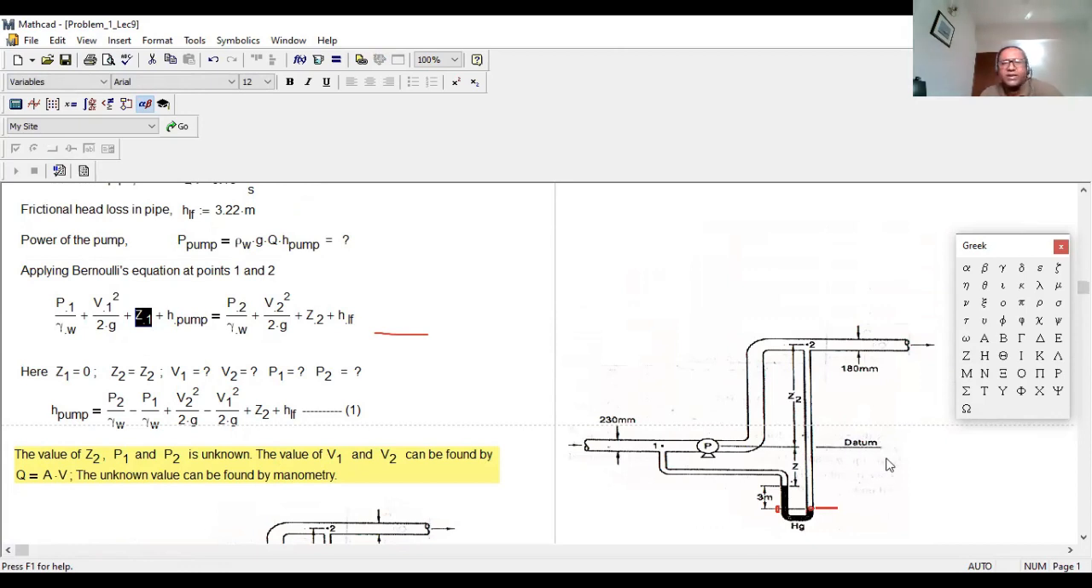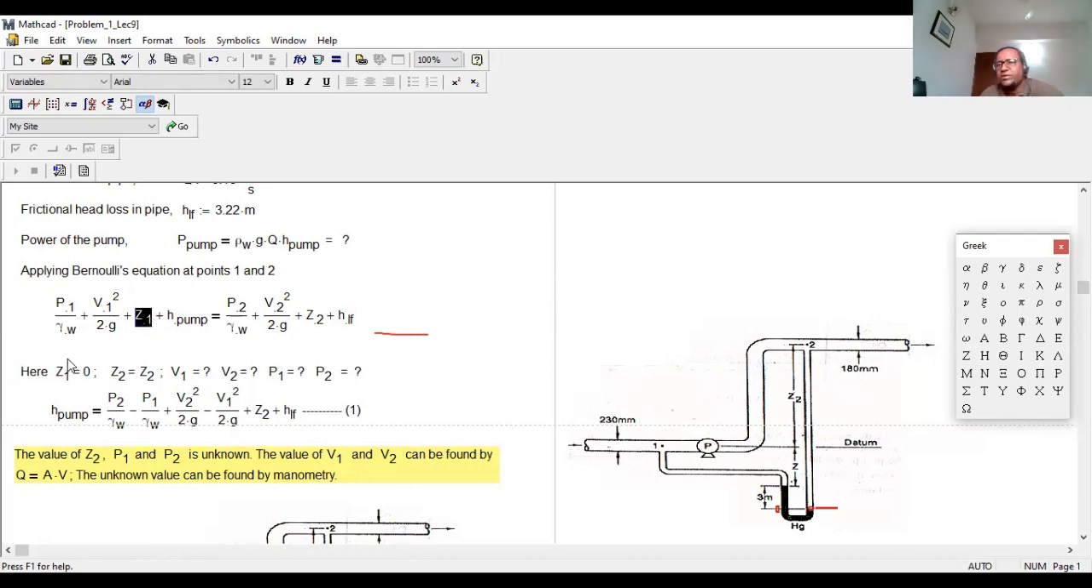Then H pump, this much energy the pump is adding to the fluid. At point 2, this much energy, the fluid is leaving, getting out from point 2. And how much is lost along the way? Frictional head loss, HLF. So HLF is given. Z2 is not given. Z1 is 0. Then V1, V2 are not given. P1, P2 are not given.